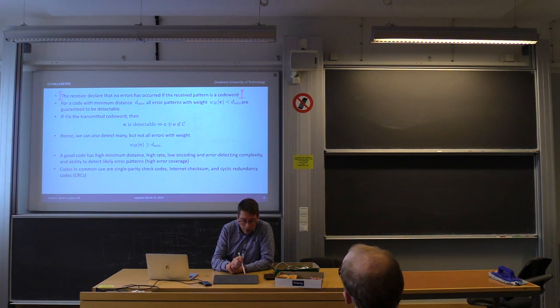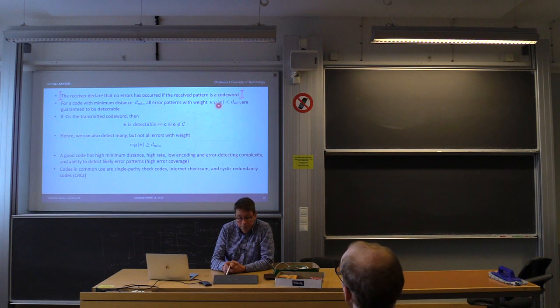But anyways, if we have a code which has a certain minimum distance, then we know that we can find all error patterns with a weight which is less than the minimum distance. So we want the minimum distance to be fairly large for these codes. And the reason for that is that it's more probable to have few errors than many errors when we transmit over a noisy channel.